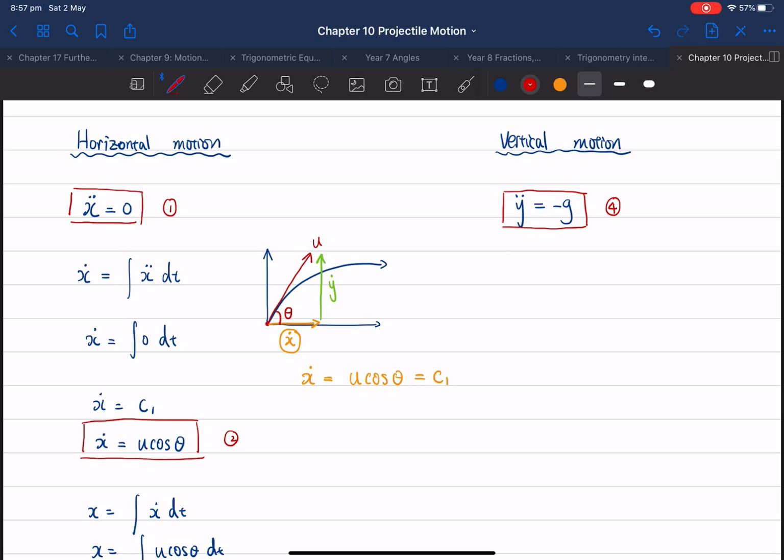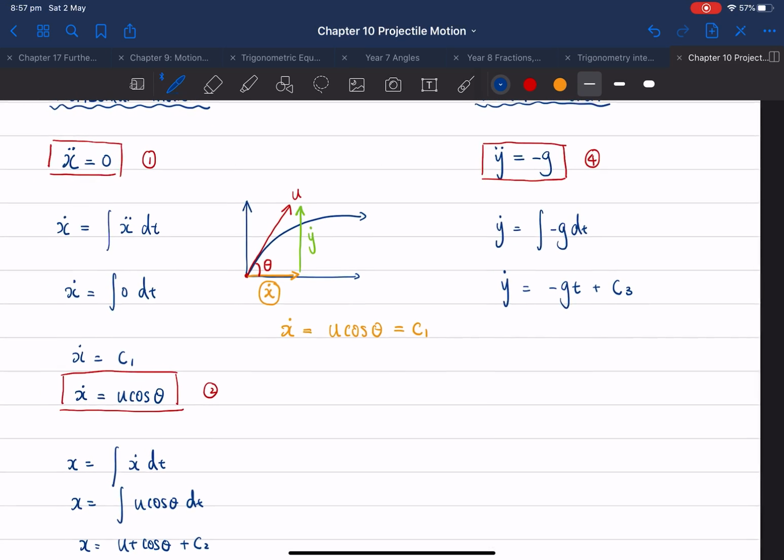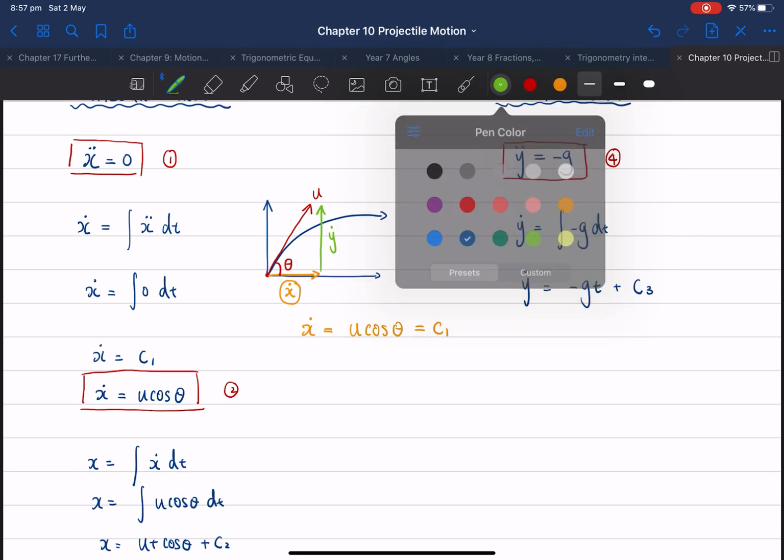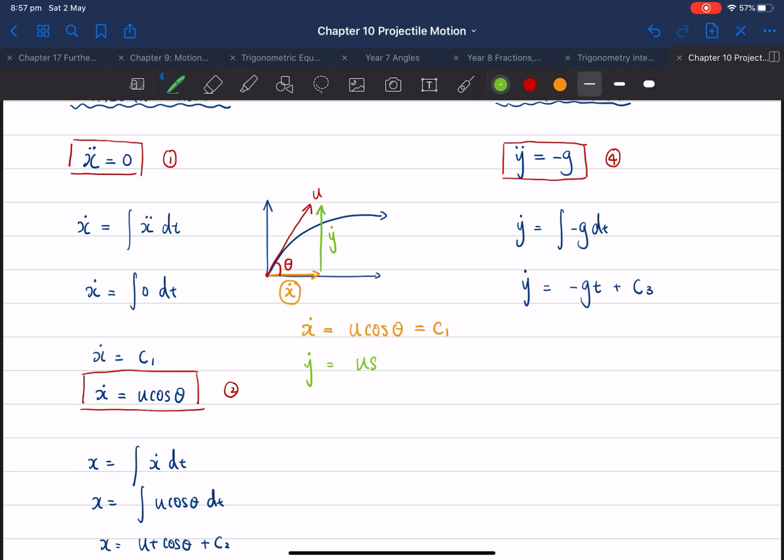From this equation, we can integrate to obtain the vertical component of the velocity like we did previously. So I'm going to quickly do that. The integral of negative g dt. So y dot is negative gt plus c3. So how do we find c3? Well, c3 is the vertical component of the initial velocity, y dot. Let's write this one down using a different color. Y dot is u sine theta. So that tells you that when t equals 0, y dot is u sine theta.